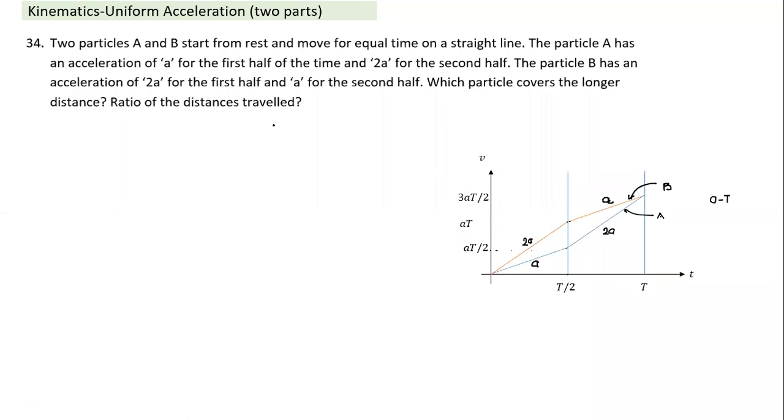So if I calculate the ratio of distance traveled, the first thing we need to understand is that distance traveled and displacement are one and the same. There's no difference. It's a unidirectional motion. So I calculate the total area under the red line and the area under the blue line, which is pretty easy to calculate.